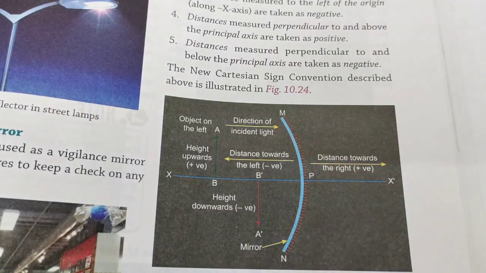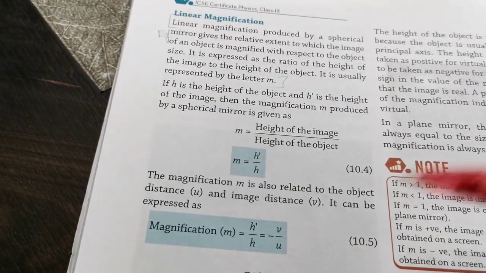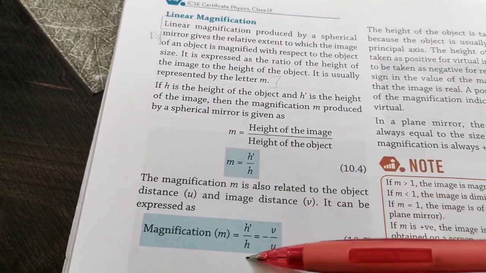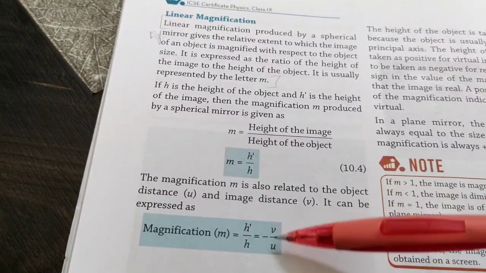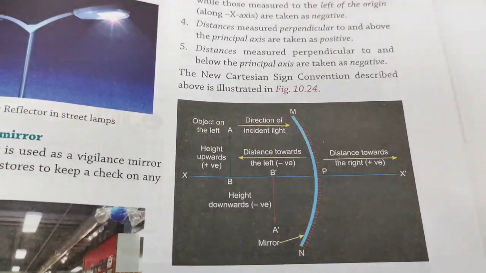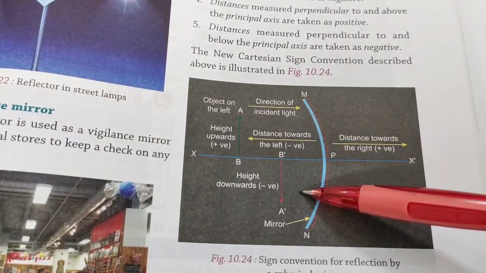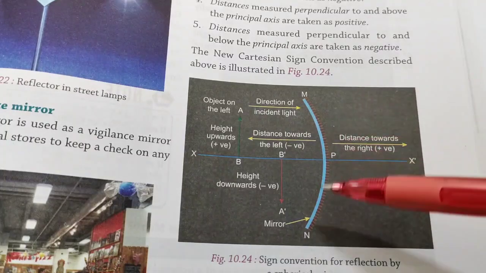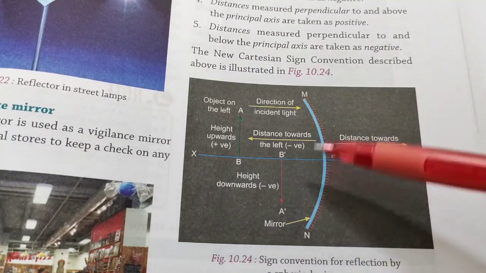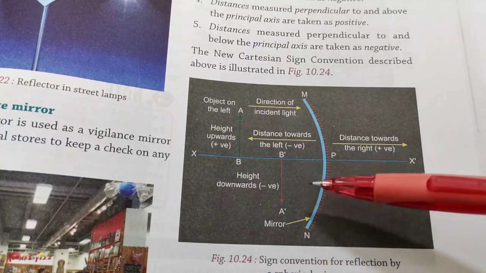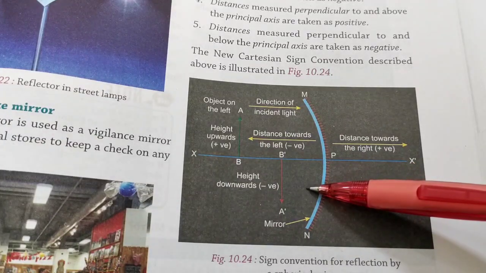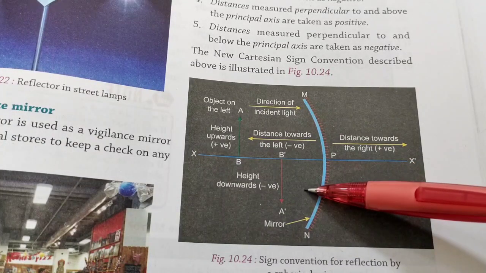And finally, magnification. Magnification formula is M = I/O, that is image height upon object height, also equal to minus V upon U. So if the image is bigger than the object, it is a magnified image and the value of M will be greater than 1. For example, if M is 1.5, it means the image is 1.5 times the object. But if M is equal to 1, it means that object and image are of the same size.